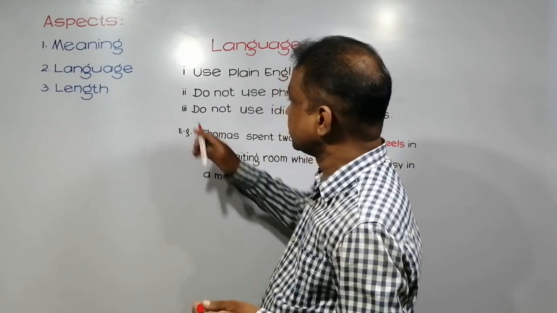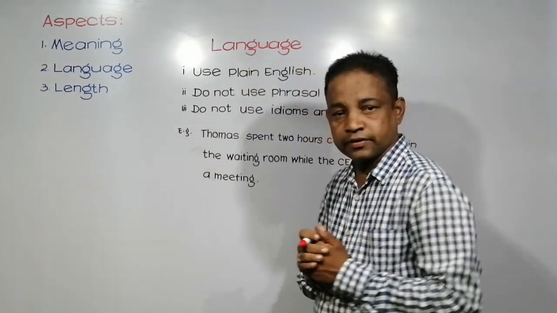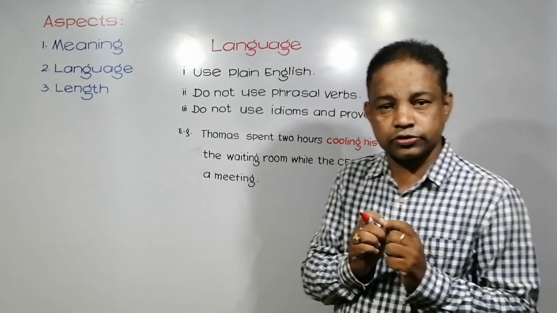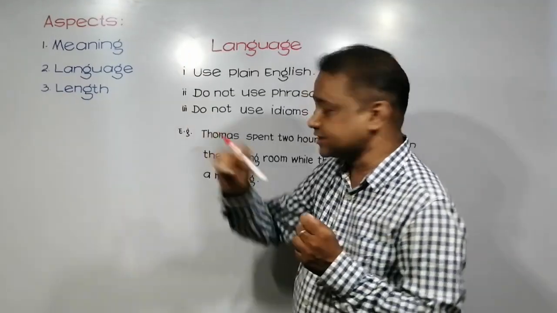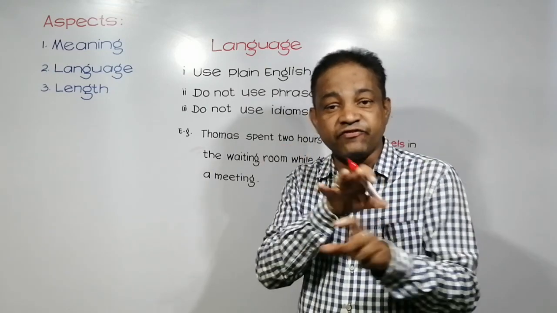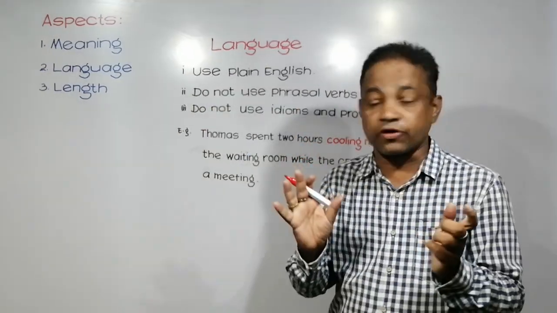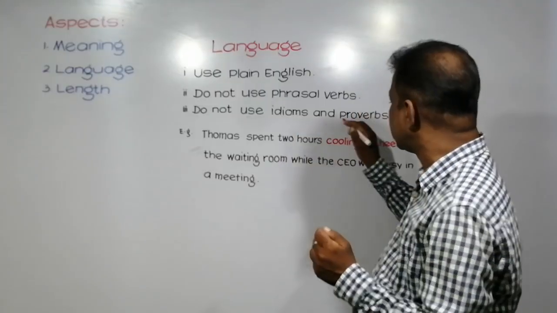Let us discuss the second aspect of note making. That is language. When you are going to make a note, you have to follow these guidelines. Number 1, use plain English. Don't try to use difficult words in a note. Secondly, do not use phrasal verbs. Thirdly, do not use idioms and proverbs.